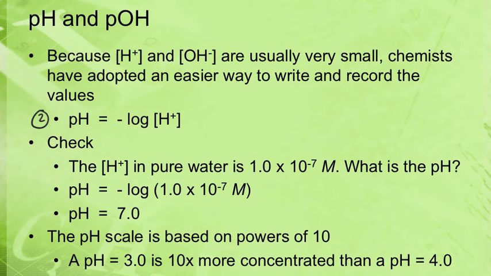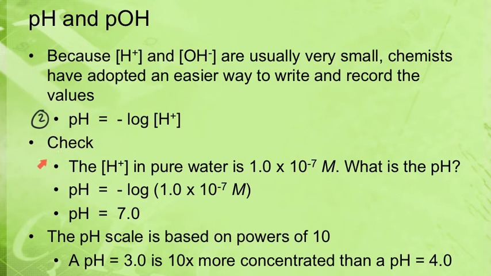Well, because hydrogen ion concentrations and hydroxide ion concentrations are usually very small, chemists have adopted an easier way to write and record these values, and that is pH and pOH. So this one refers to acids, and this one will be referring to bases. Power of hydrogen and power of hydroxide. pH is equal to the negative log of the hydrogen ion concentration. It's not times the hydrogen ion concentration, it's the negative log of the hydrogen ion concentration. So this has to do with exponents.